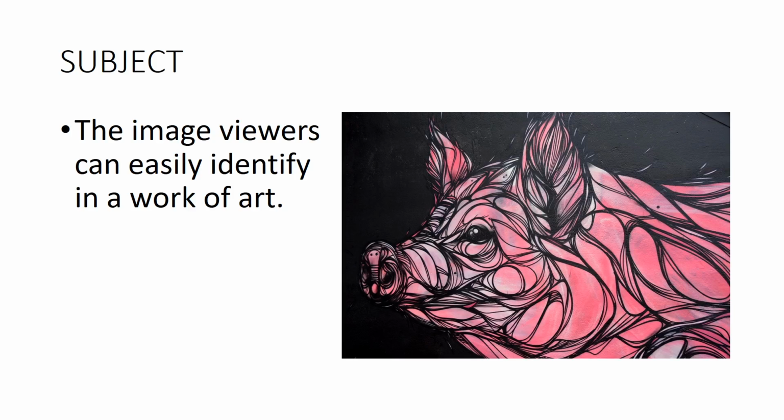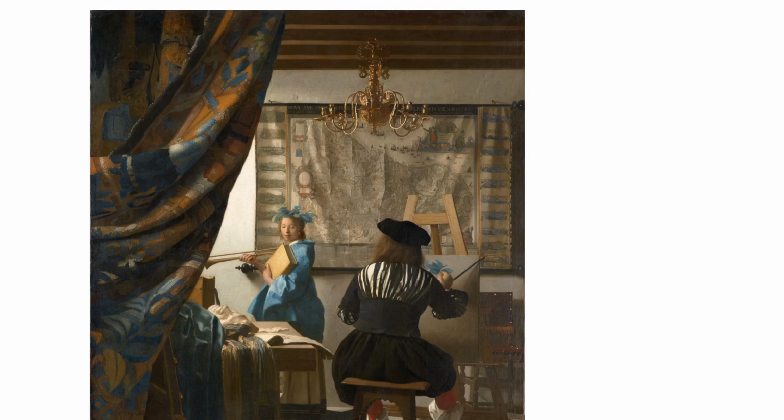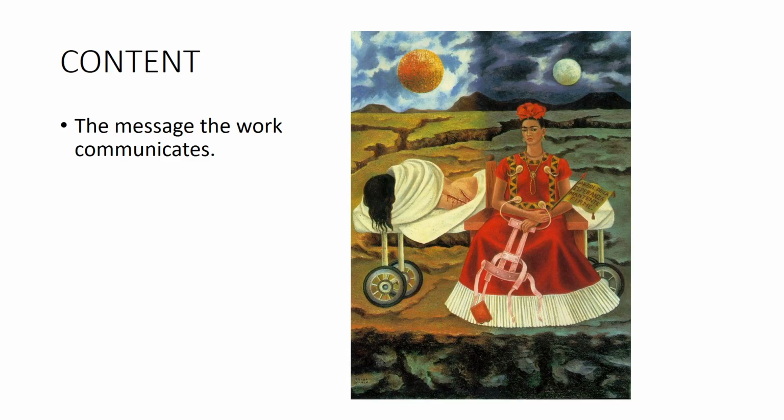And subject should be short, to the point, maybe just one sentence. The subject of this painting is a pig. Composition, usually, if you're asked to write a couple sentences, you might talk about the two most important elements that you think are in the painting, the two most important compositional things, like where things are arranged. And then content, that's sort of up to you. You can write more when you're talking about content.